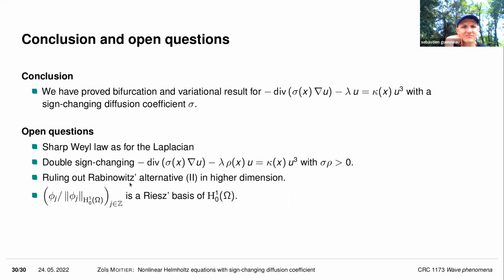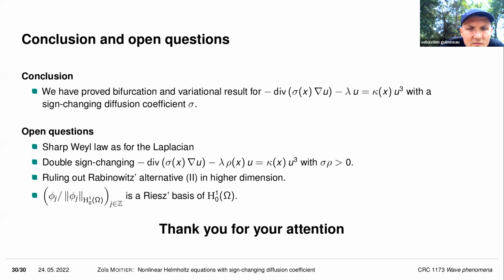Can we rule out this Rabinowitz alternative 2 in higher dimension? We prove it in 1D, but in higher dimension, it's more difficult because the nodal patterns are more difficult to track, and also we don't know if the eigenfunctions of our operator form a Riesz basis or not. We prove in 1D half of the Riesz basis property, but not the other half. And yes, thank you for your attention.